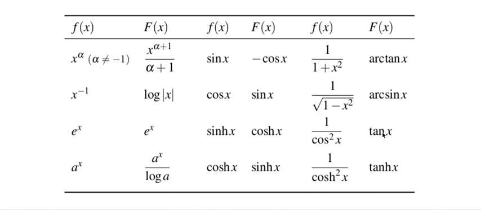The primitive of 1 over the cosine squared of x is the tangent, and the primitive of 1 over the hyperbolic cosine squared is the hyperbolic tangent.